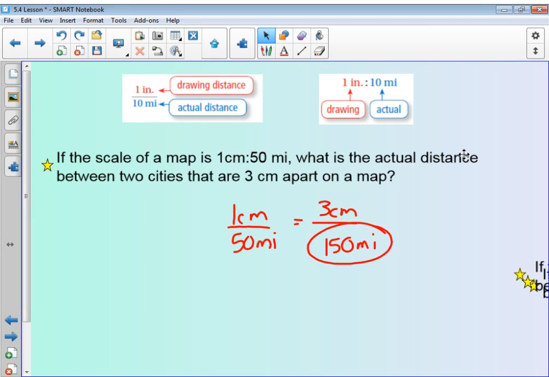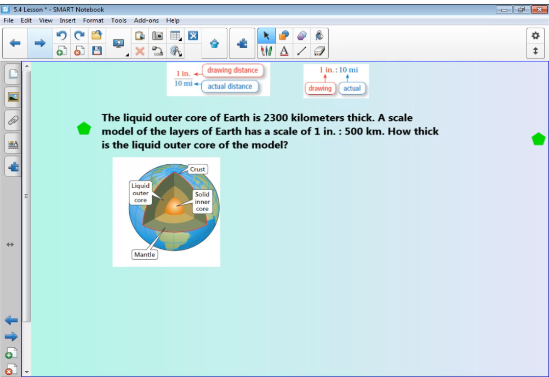You should have gotten 150 miles. So that's working with scale, both deciding the actual distance, or we also practiced one in the reversal where if we were making the map, how far apart we would have to draw those two cities. So that's working with a scale, okay? So here's another situation of working with a scale.